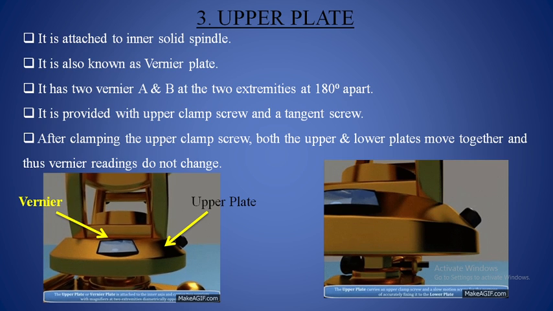So now if we tighten the clamp screw of the upper plate, and if the lower plate is loosened, then both the upper plate and lower plate will rotate together, and the readings inside the vernier will not change.